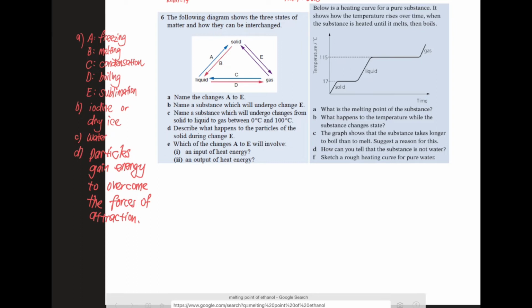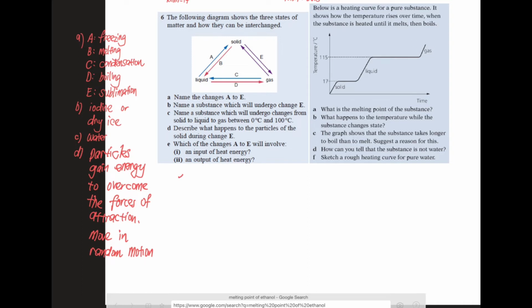because it's not correct, right? No, we can't say increase in kinetic energy because there is no change in temperature during sublimation. Sublimation, same like melting and boiling, happens at the same temperature. So the energy is used to overcome the forces of attraction. Particles gain energy to overcome the forces of attraction, and then they move in random motion.